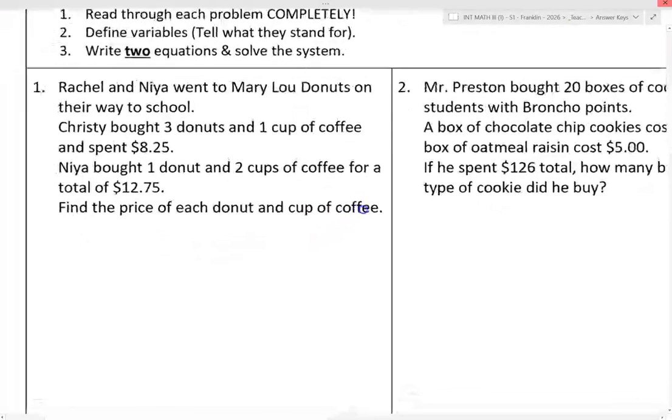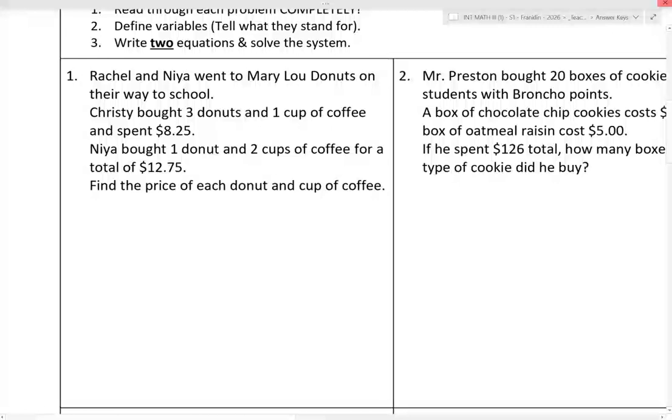Okay, so number one here says Rachel and Naya went to Mary Lou Donuts on their way to school. And then it says Christy bought 3 donuts. So I think this is a typo. That is supposed to be Rachel bought 3 donuts and 1 cup of coffee and spent $8.25. Naya bought 1 donut and 2 cups of coffee for a total of $12.75. Find the price of each donut and each cup of coffee.